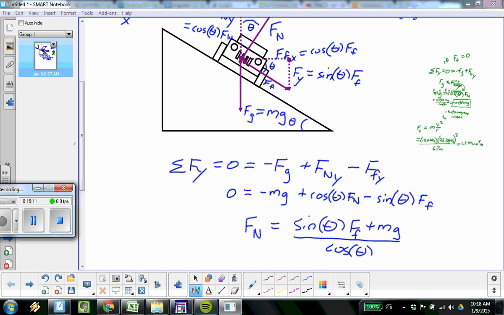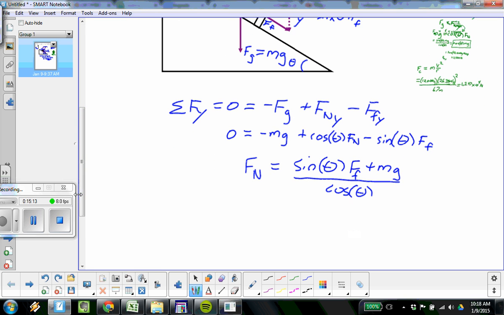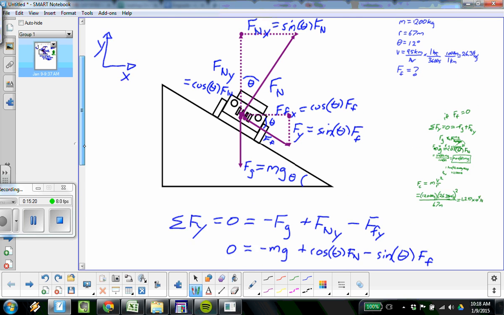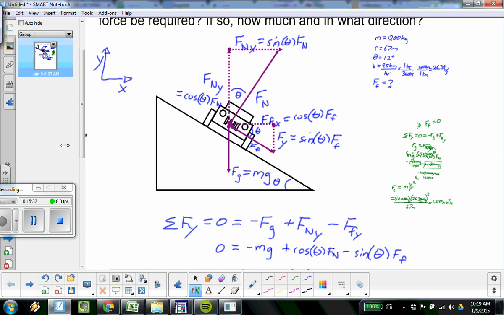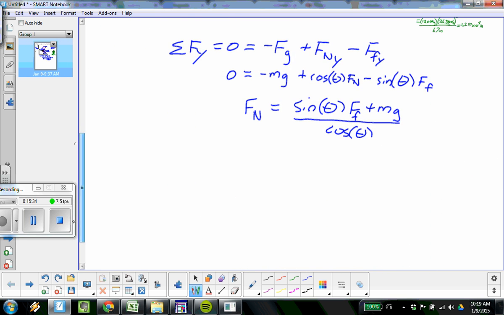All right, so what we can do now is look at the x direction. Remember from the diagram, in the x direction I have the force of friction in the x direction, and I also have the normal force in the x direction. So sine theta times the normal force and cosine theta times the friction force. So let's go back down and express these things. The sum of forces in the x direction is going to be equal to ma, as it always is.